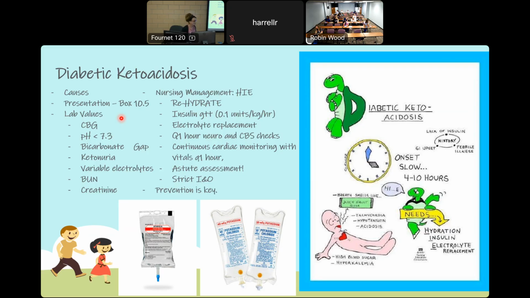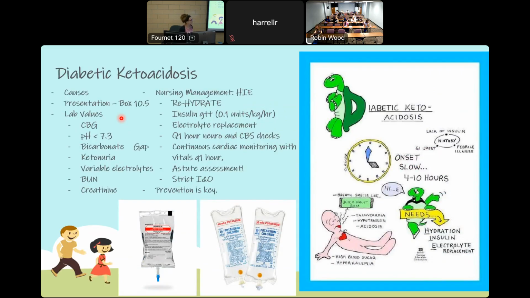How do we think their heart rate will be? Trying to compensate. Right, so super tachycardic, right? They've lost upwards of 10%, most of the time at least minimum 10% of their body weight just in fluid. So yes, very tachycardic. We talked about the Kussmaul's.